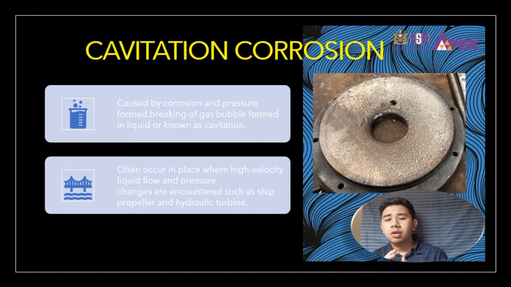So for the cavitation corrosion, this often occurs when the pressure forms the breaking of gas bubbles in liquid, which is also known as cavitation. This also often occurs in places where high velocity liquid flow and pressure changes are encountered, such as ship propellers and hydraulic turbines.